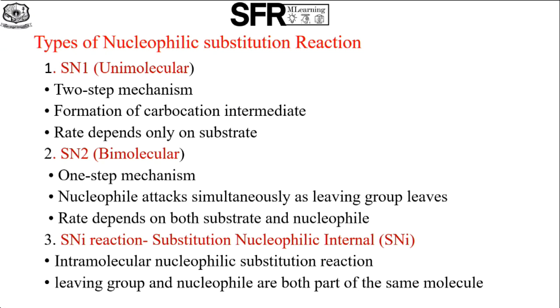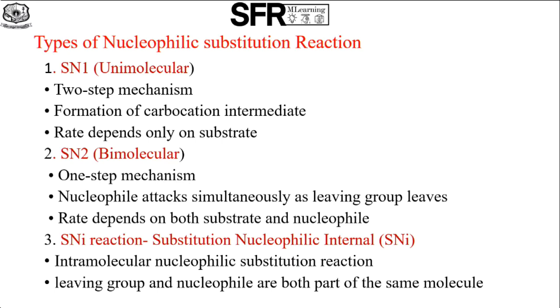So it is a unimolecular substitution reaction. Unimolecular substitution reaction is a two-step reaction. First, the carbocation intermediate is formed, then the nucleophile attacks the carbocation to form the new product. So the rate depends upon the concentration of substrate only.